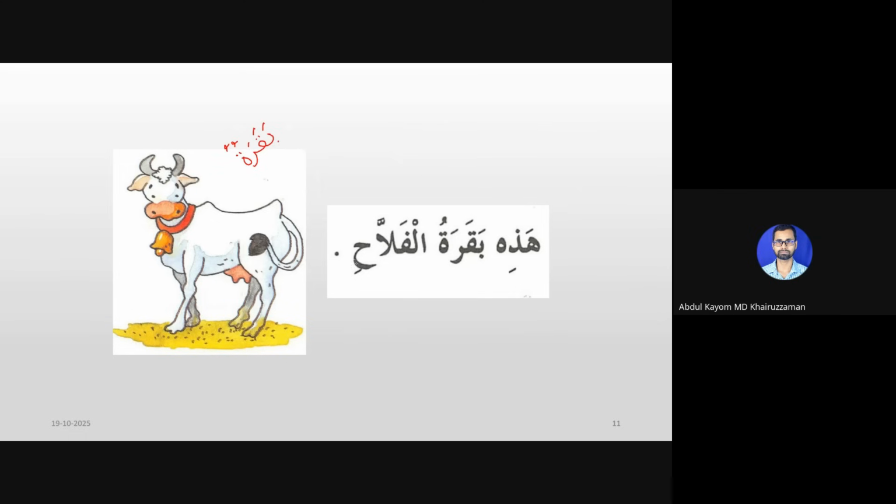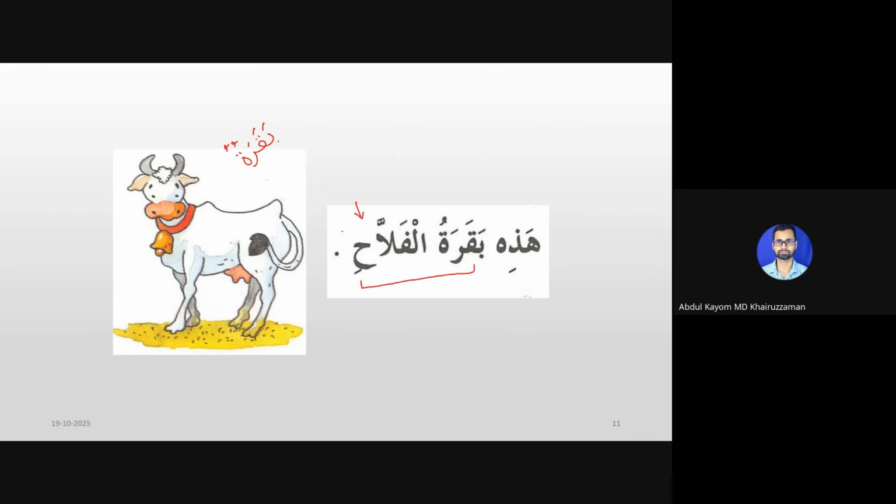Bakaratun means cow. Fallahun means farmer. So we say hadhihi bakaratul fallahi. Bakaratul fallah means the farmer's cow.